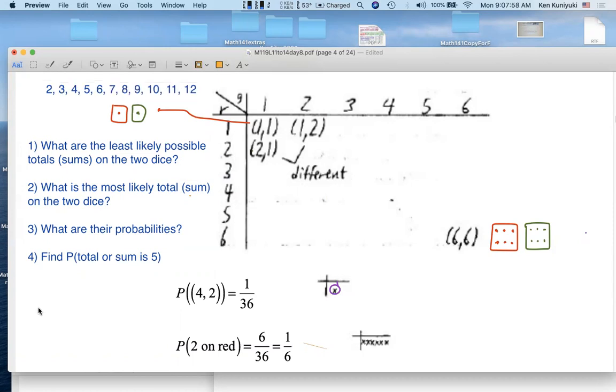I'll give you a minute to think about these 4 questions. And I'll give you a hint. Try to focus on this grid here, this two-dimensional representation of the sample space for the outcomes when you roll 2 dice. Imagine filling these entries with sums.